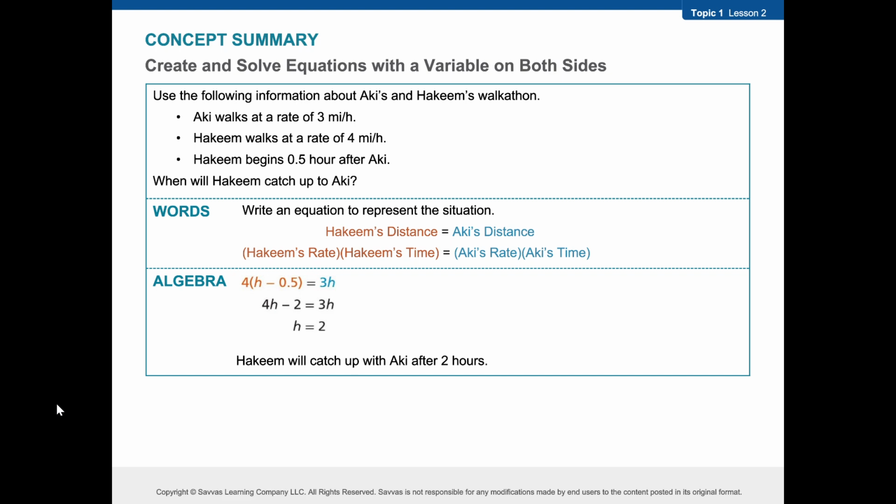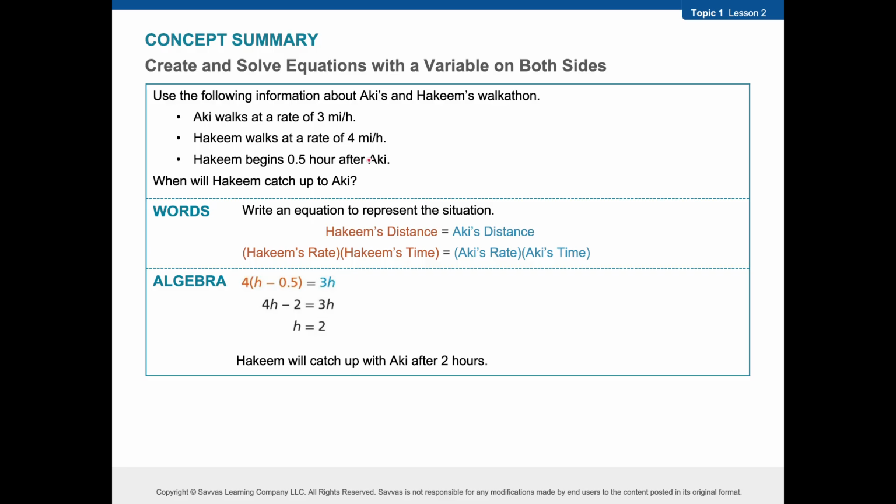1-2 now has variables on both sides of your equation. Here's an example. Use the following information about Aki's and Hakim's walkathon. Aki walks at a rate of 3 miles per hour. Hakim walks at a rate of 4 miles per hour. Hakim begins half an hour after Aki. When will Hakim catch up to Aki? So when will their distances equal each other?